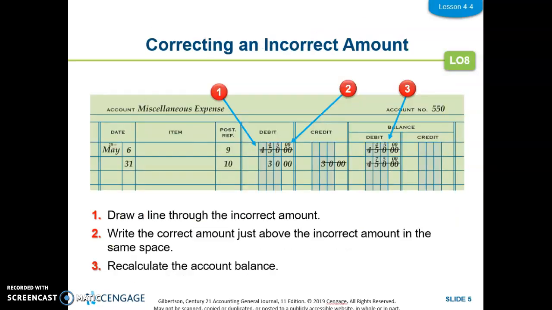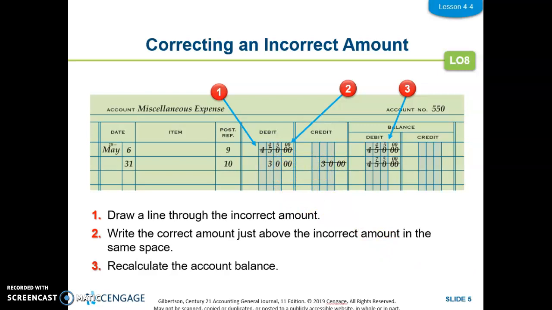Other errors can be made when posting. An incorrect amount may be entered in the account. An amount may be entered in the wrong column. All corrections should be made in a way that leaves no question as to the correct amount. So there are examples here. They should have written $45, but they put $450. They had $300 in the credit accidentally instead of as a debit. Lots of errors are made there.